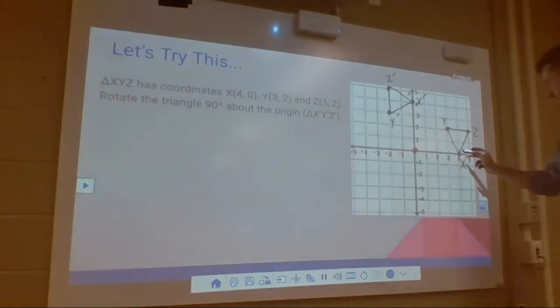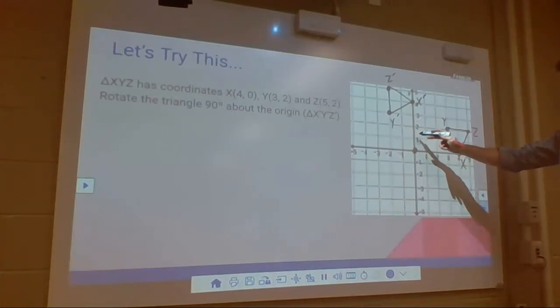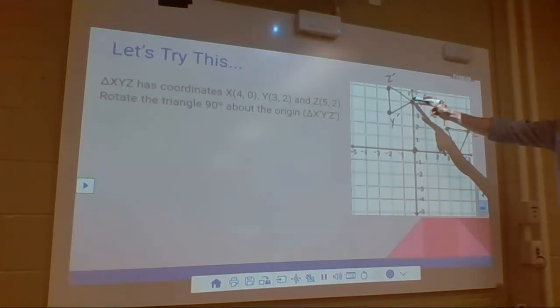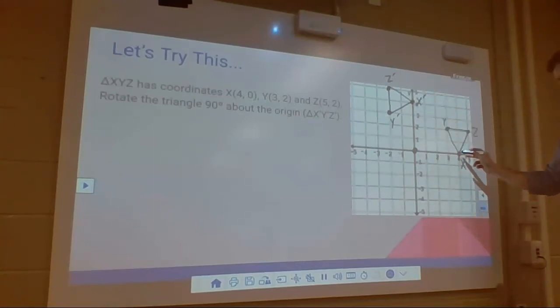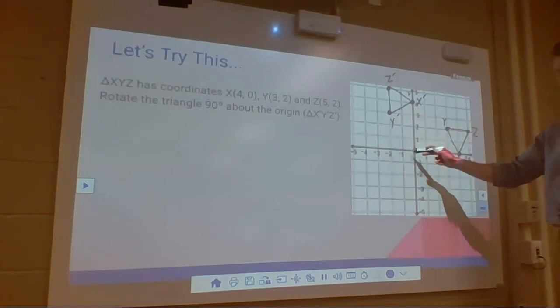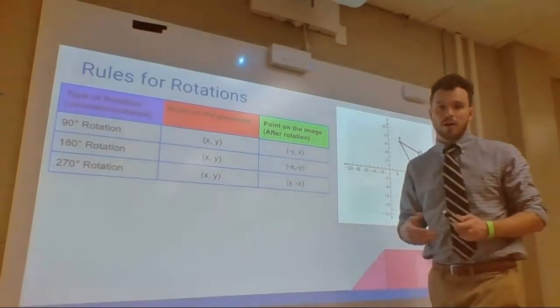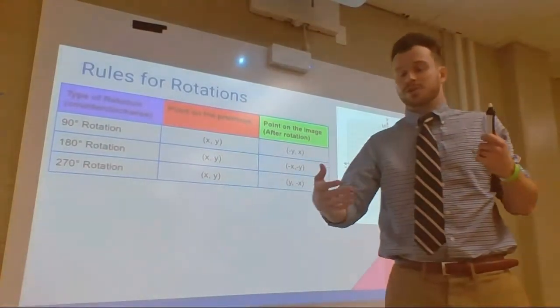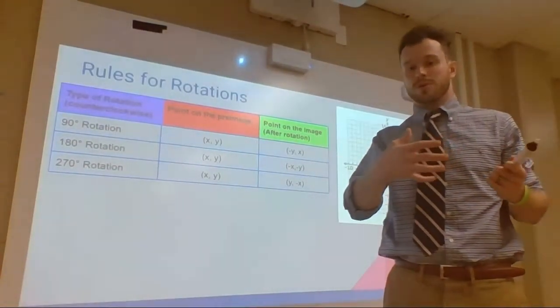So, because X is 4 units away from the center of rotation here, it's 4 units away in this other quadrant, okay? It's always going to be the same distance. And this distance from y to the origin and y prime to the origin, that distance is going to be the same.